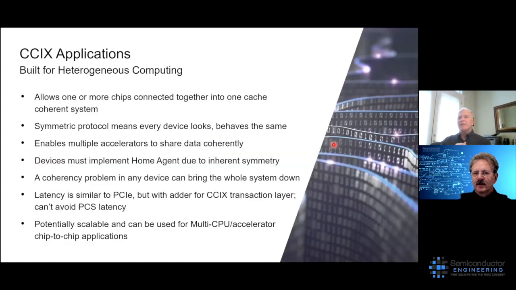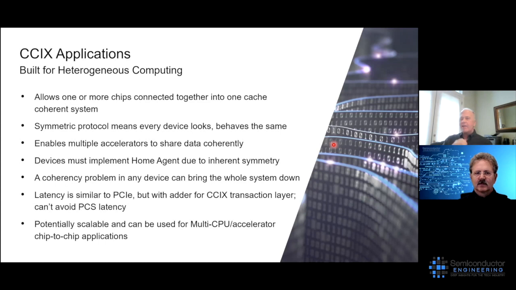So if you look at the limitations and the benefits, we have this symmetric protocol, so every chip looks like every other chip. Every chip implements the entire cache coherency protocol and enables multiple accelerators to talk to each other and share data. But a big problem with this approach can be that if your chip that's talking to everybody else does something wrong and implements the protocol incorrectly, it can potentially bring the entire system down, because now it's all dependent. You're like what we call the home agent as well as the device. And so the whole system can come down.